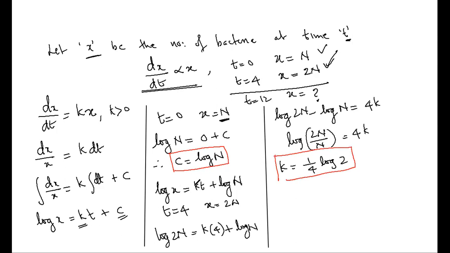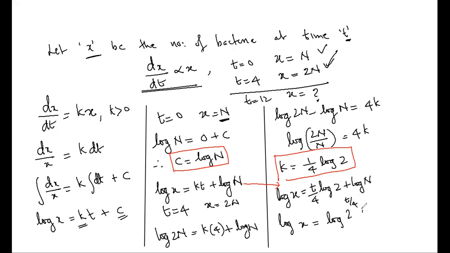So in my equation, everything is obtained, now I'll substitute. I can write log x is t by 4 log 2 plus log n. Now I'm going to remove the log from here. So I can write this as log of 2 raised to t by 4 into n. So the number of bacteria at any time is given by this formula: x equals n times 2 raised to t by 4.